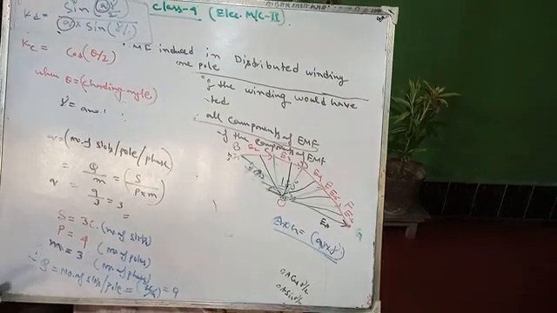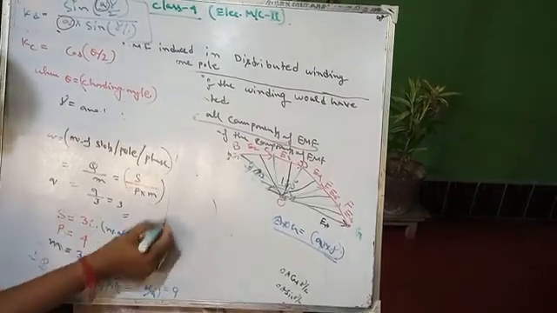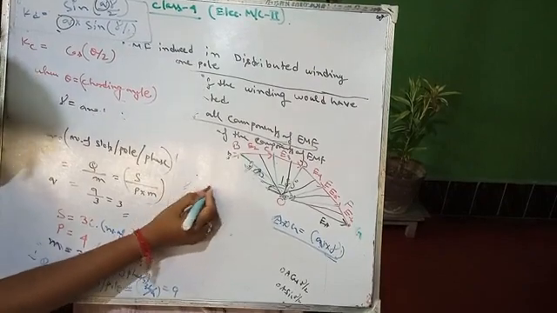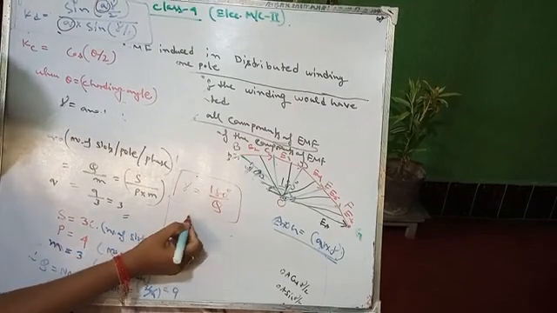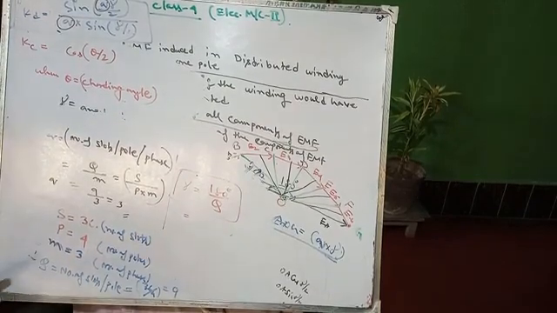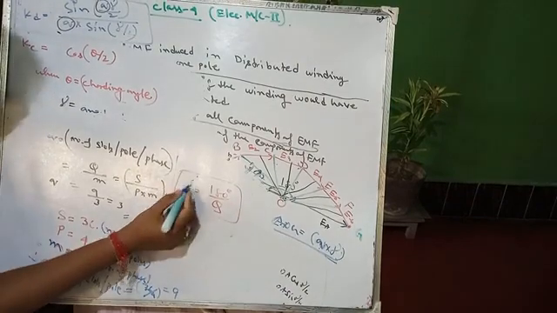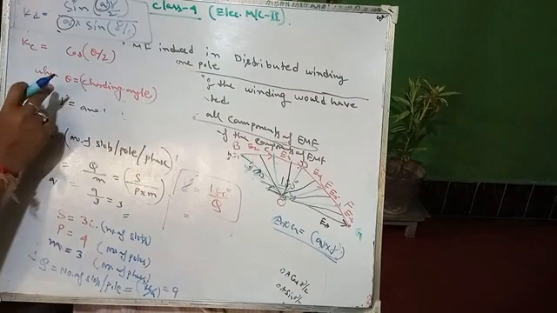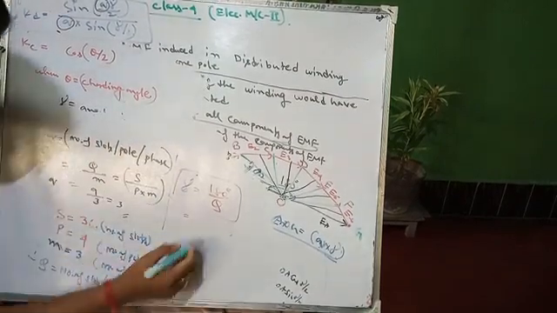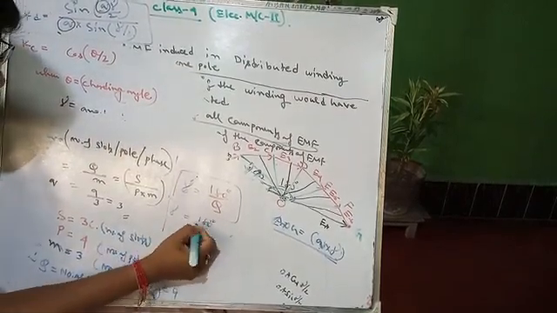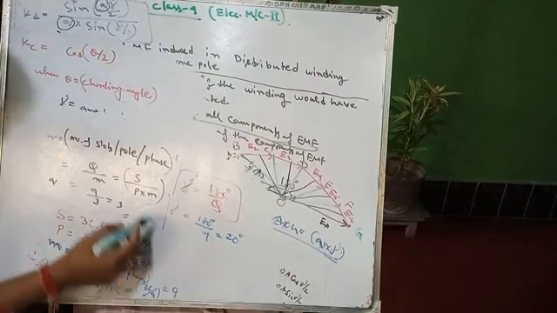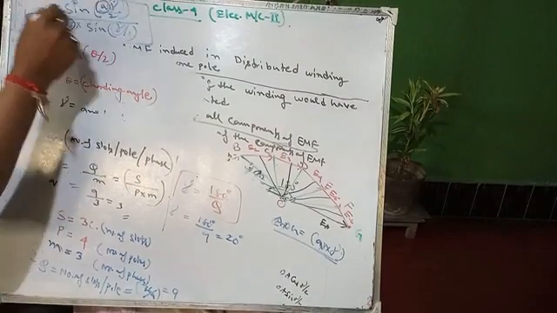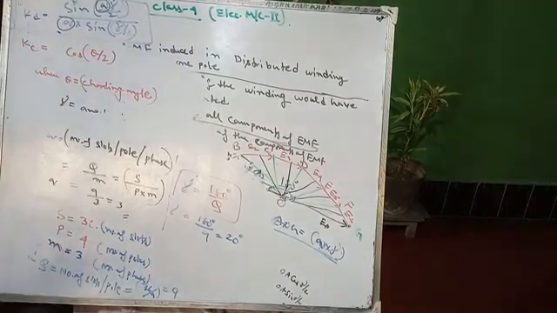So what is gamma? As I discussed last time, gamma equals 180 degrees by capital Q. Always remember, gamma equals 180 degrees by the number of slots per pole. Or you can say gamma equals the angle between two slots. What is the value of capital Q? 9. So it will be 20 degrees. So small q and gamma are known quantities now. Just put them here and you can get kd.